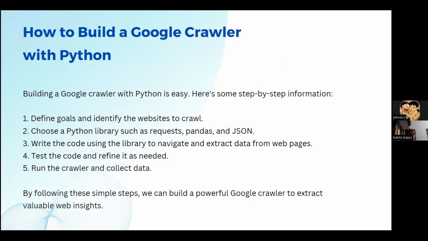How to build a Google crawler with Python? Building a Google crawler with Python is very easy. Here's some step-by-step information. Define your goal and identify the website to crawl. Then choose a Python library such as requests, pandas, and JSON. Then write code using these libraries to navigate and extract data from the web pages. Then test the code and refine it as needed. Then run the crawler and collect data. By following these simple steps, we can build a powerful Google crawler to extract valuable web insights.